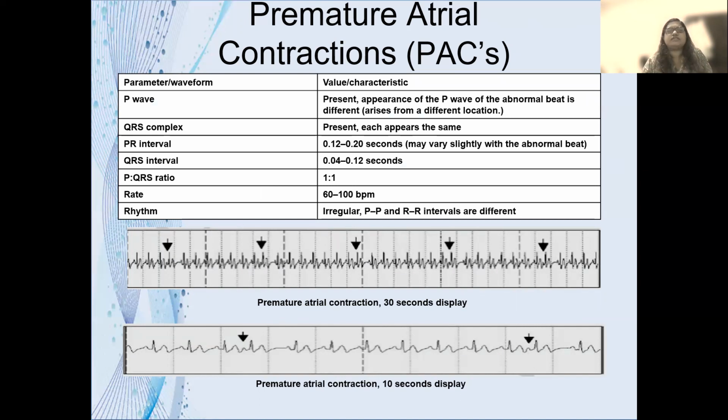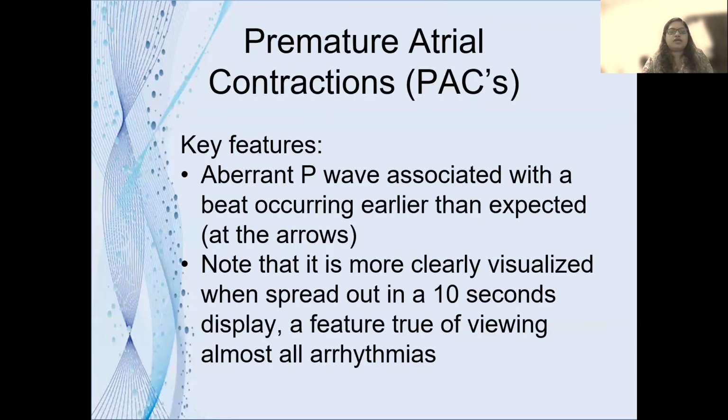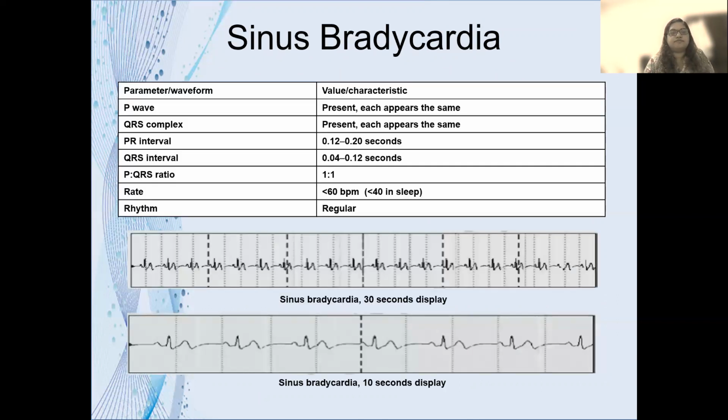When you have a premature atrial contraction, it will not give a cardiac output. Now the key features, as you saw, are aberrant P waves associated with a beat occurring earlier than expected. So that P wave occurs prematurely. Note that it is more clearly visualized when spread out in a 10-second display. So it is clear to you. This is the feature for viewing the arrhythmias clearly.